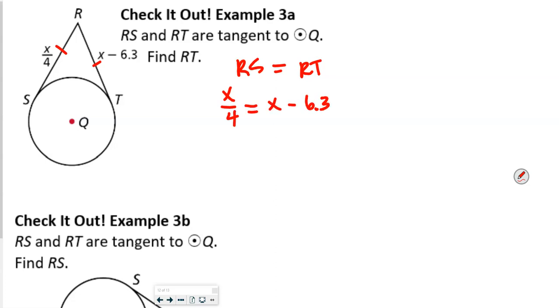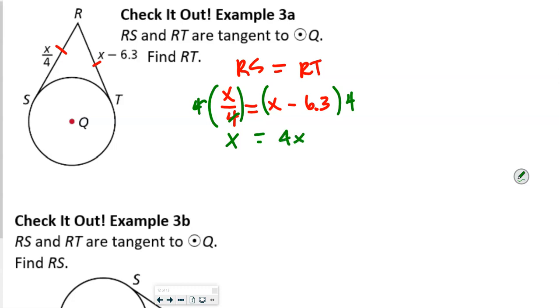Now here's the big question. What is the opposite of division? Because that x over 4 means that x is being divided by 4, right? So how do we get rid of that? Don't we multiply both sides by 4? We do, okay? So we're going to multiply both sides by 4 here. So that's going to get rid of our 4 there, so it's going to leave us x there.